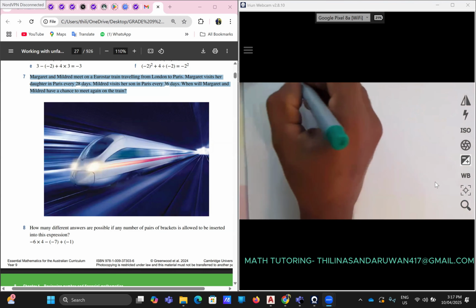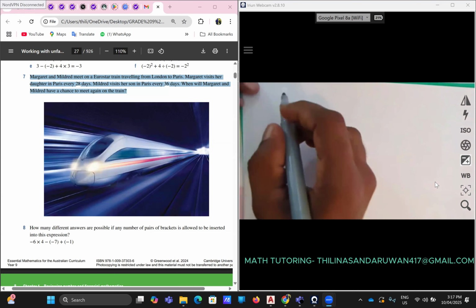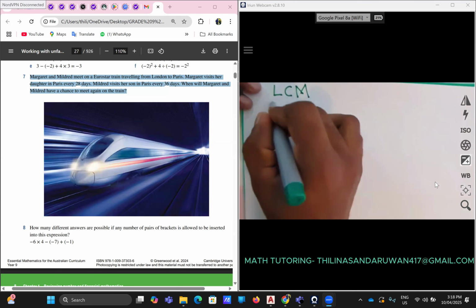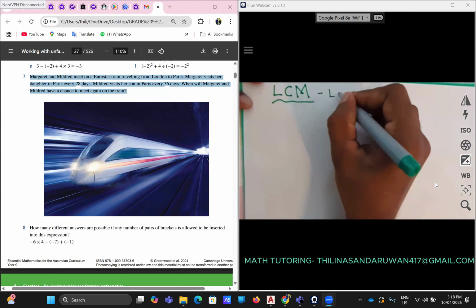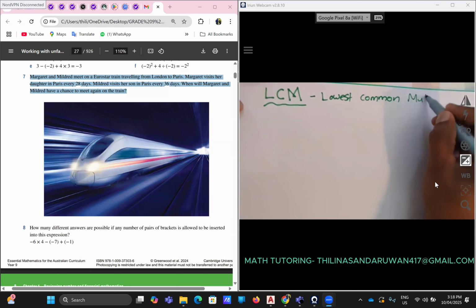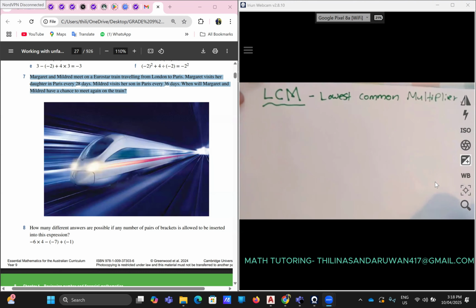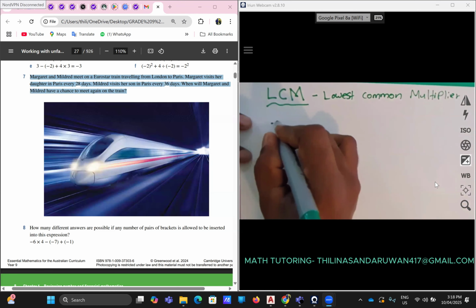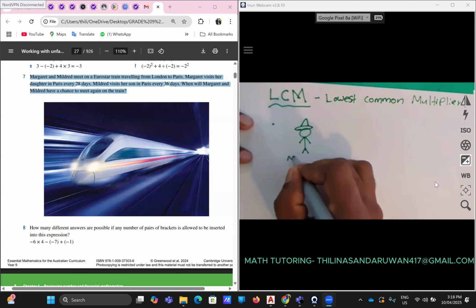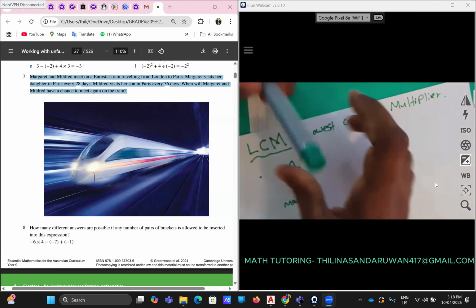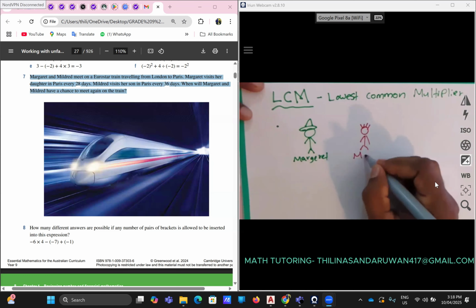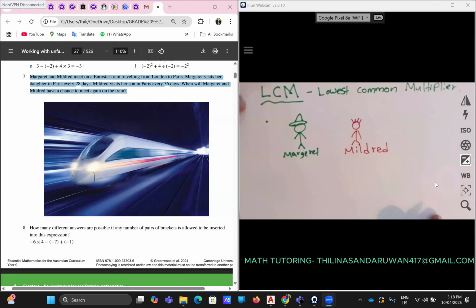They asked us to find the lowest common multiple, isn't it right? Lowest common multiple, right? So let's say Margaret is this, and this is Mildred.